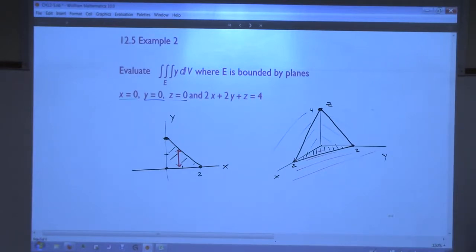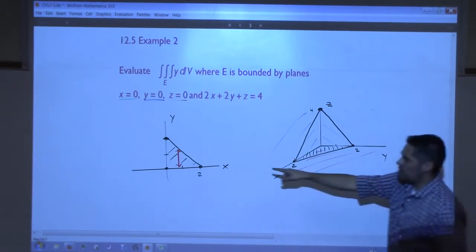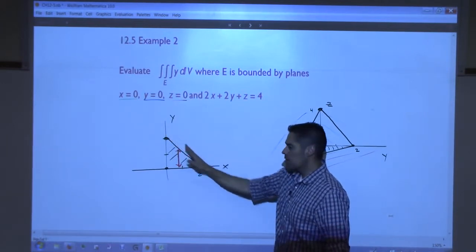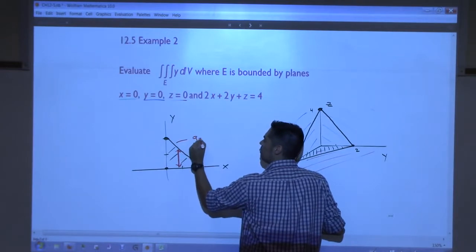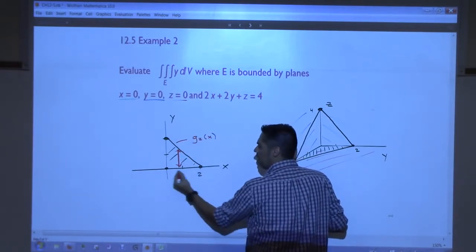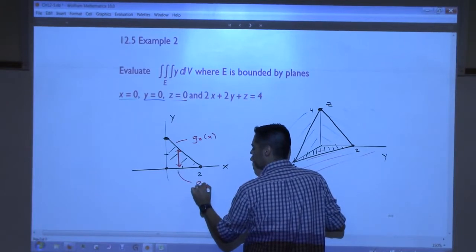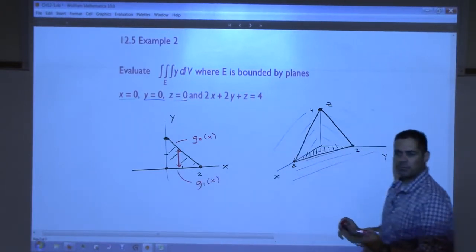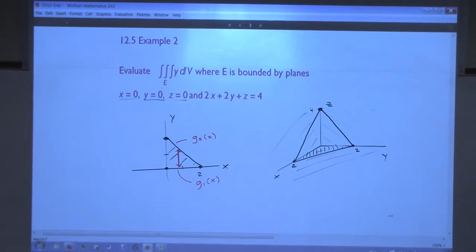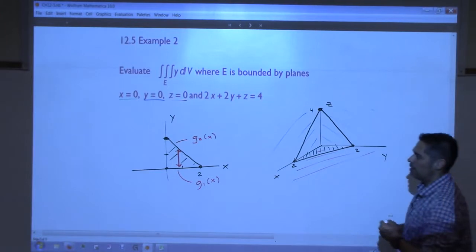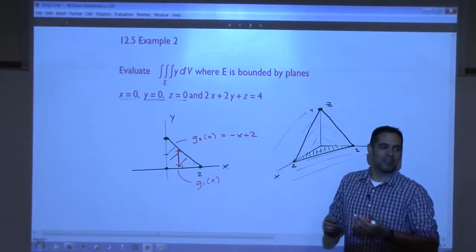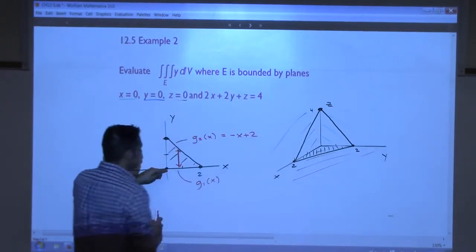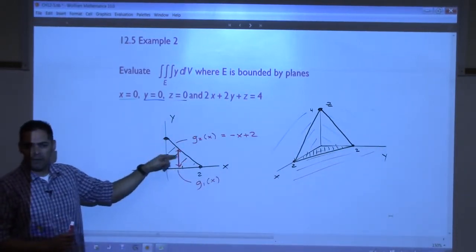But I actually need to know what that is, don't I? Don't I need to know what this function is? This function here is my g sub 2 of x, and then the bottom one is my g sub 1 of x. Do you all follow that? What is g sub 2 of x? Negative x plus 2. How'd you get that? You just looked at it, right? I mean, this is a line, right? Y-intercept of 2, slope of negative 1.